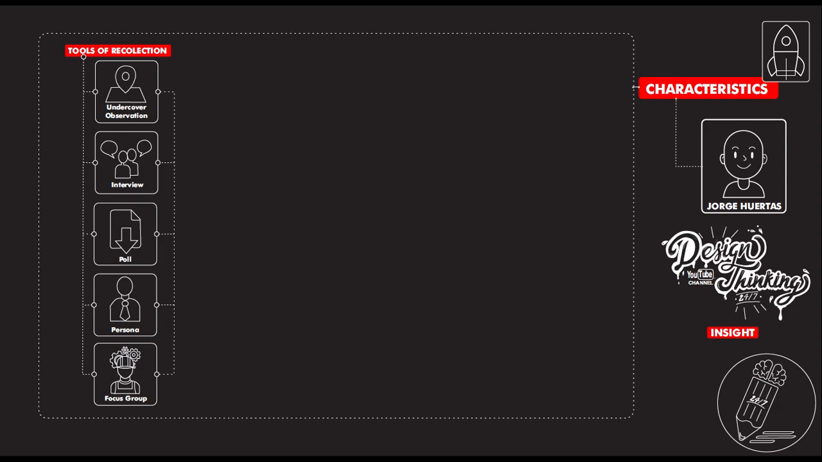We have Undercover Observation, when you want to see the real behavior of a person or a group of people. Interview, if you want to find out something and be in front of that person. Poll, for many people. Persona, when you develop the profile and the characteristics of a whole group of people in a specific way. Or focus group, to test an idea.